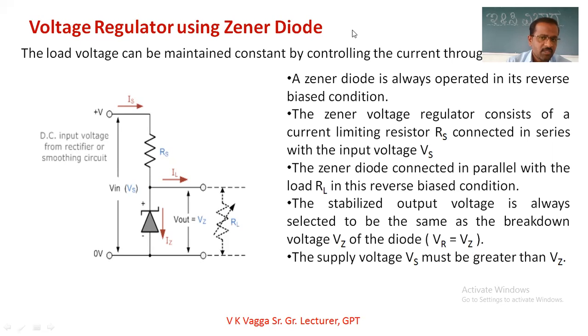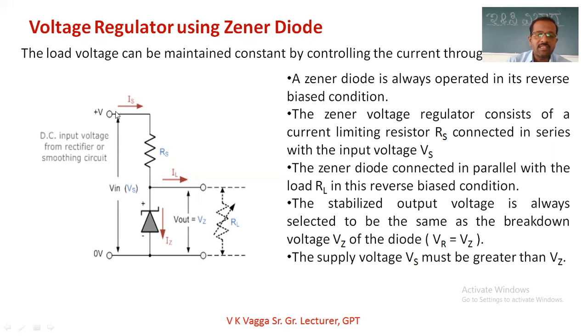Understood? Okay, again I am going to repeat, because it's a very important circuit diagram. The input is unregulated, taken from the rectifier or from the smoothing filter circuit, and the Rs is to be in series with the input, and the zener diode is to be in parallel with the load. And whatever input voltage is applied, it should be greater than the Vz here.